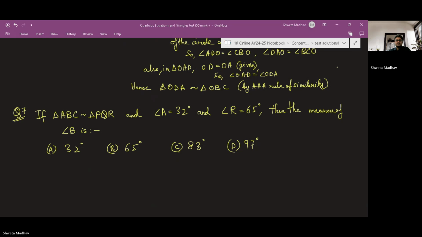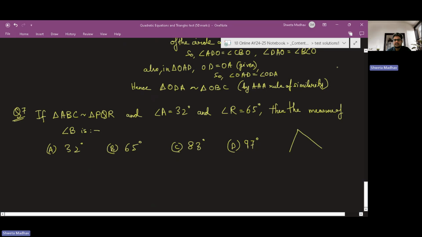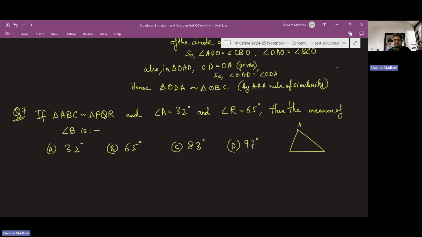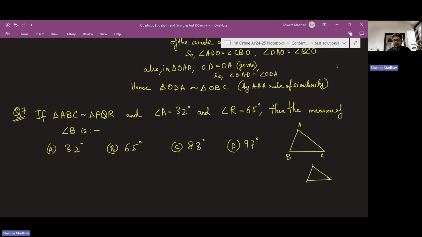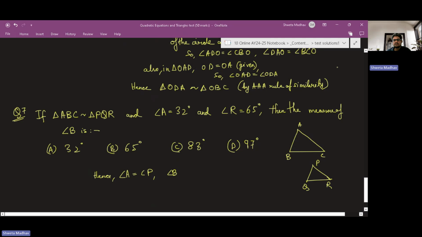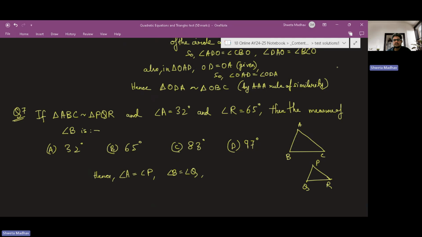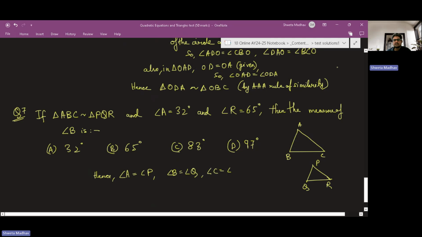97 degree. So now these two triangles are similar. Here we can say that this is triangle ABC and this one is PQR. It is given that triangle ABC is similar to triangle PQR. So hence we can say that angle A should be equal to angle P, angle B should be equal to angle Q, and angle C should be equal to angle R.